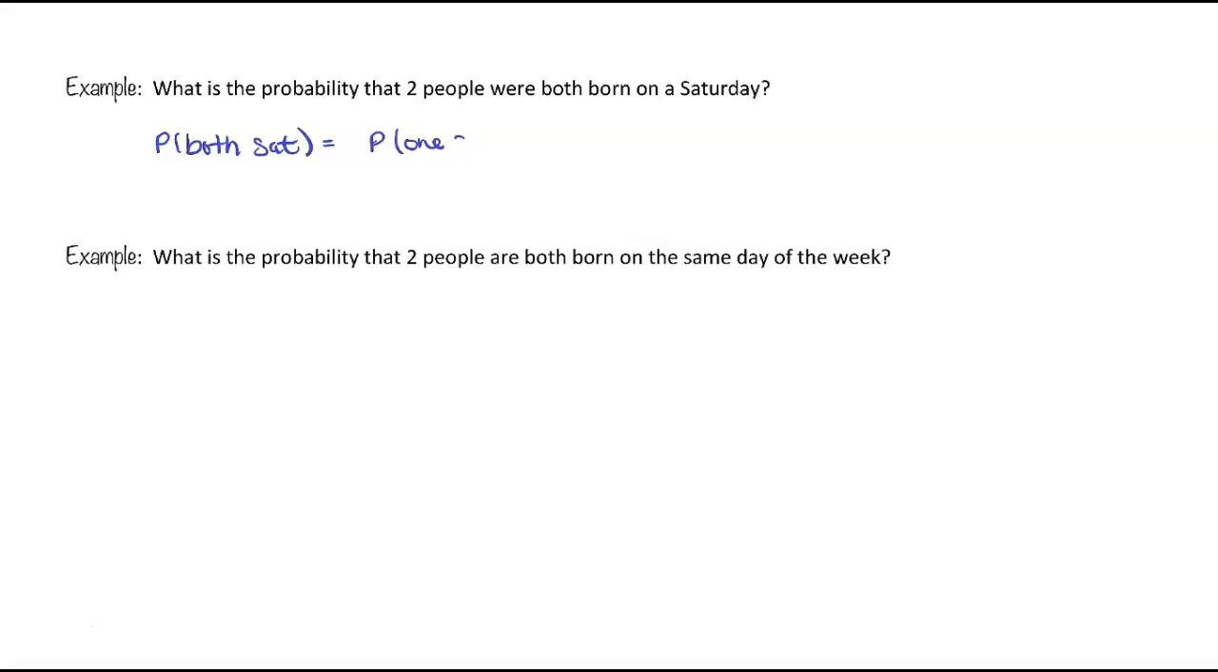So the probability of both of them being born on Saturday is equal to the probability of one person being born on a Saturday times the probability of one person being born on a Saturday. And the probability of a person being born on Saturday is 1 in 7. So we have 1 over 7 times 1 over 7, or 1 over 49. In decimal form, this is equal to 0.0204.